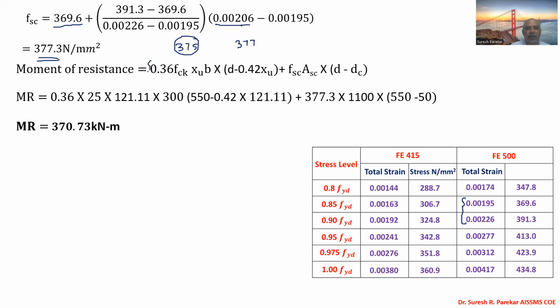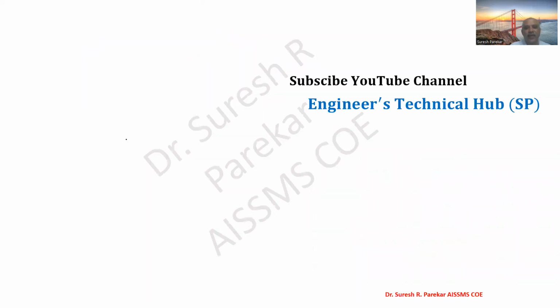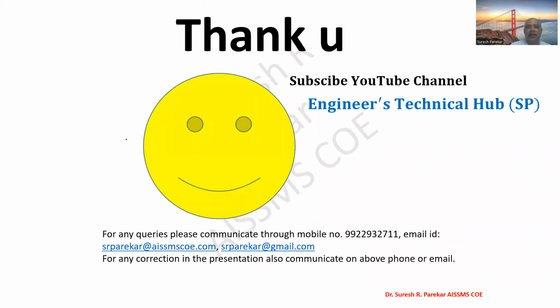And then we can use the moment of resistance. So this will again be Cu1 into lever arm and Cu2 into lever arm. And from this we get the value of MR as 370.73 kilonewton meter. So likewise, we have to solve the problems related to doubly reinforced sections for FE 250, FE 415 and 500.